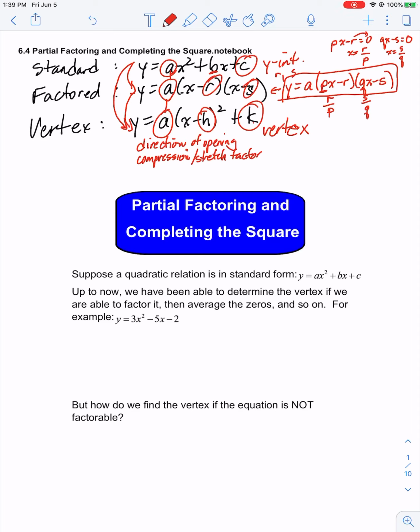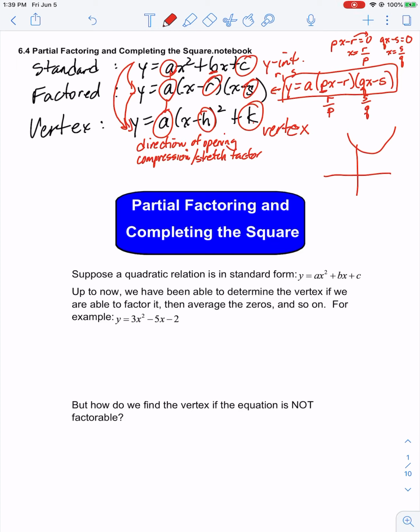Because not all quadratic relationships have a factored form. Remember, factored form is telling us what the x-intercepts are. What if you have a parabola that opens up and it is not touching the x-axis at all? That means there are no x-intercepts, which means there is no factored form for that particular parabola.